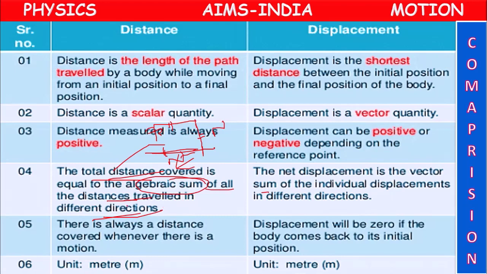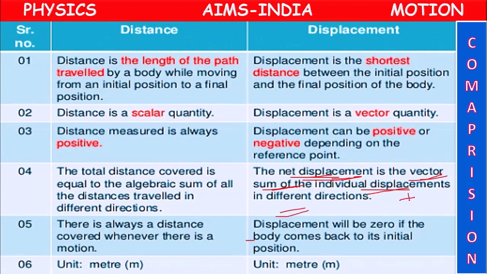But net displacement means the vector sum of individual displacements. If you go forward, positive. If you come back, negative. According to direction, positive and negative values will come, and according to that we add to get the net displacement. For distance there is no need for a vector sum. It is an algebraic sum and does not depend on direction, just adding the numbers. But for displacement it is a vector sum, adding the numbers along with the direction. That is important here. Okay. Next.